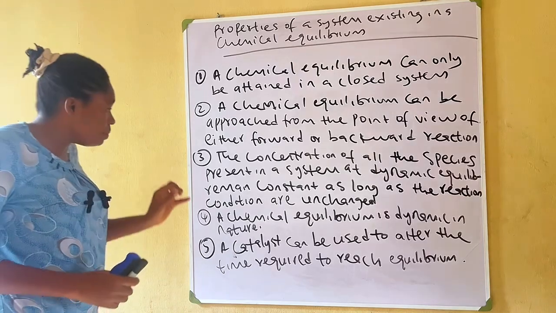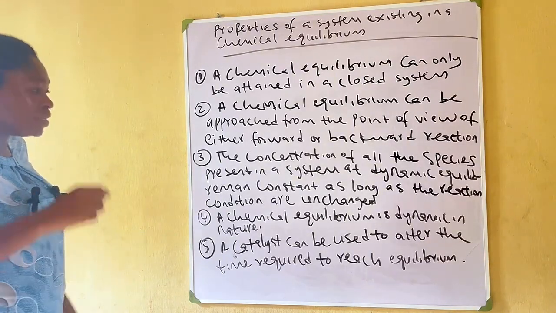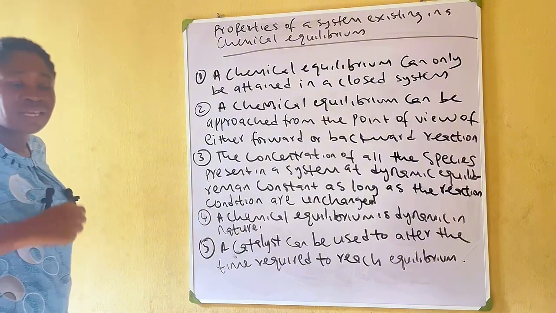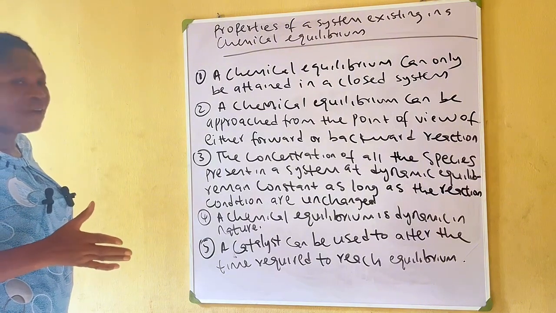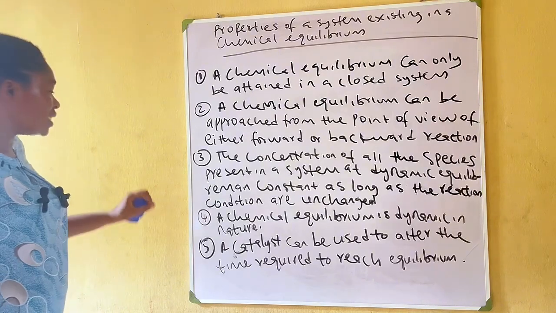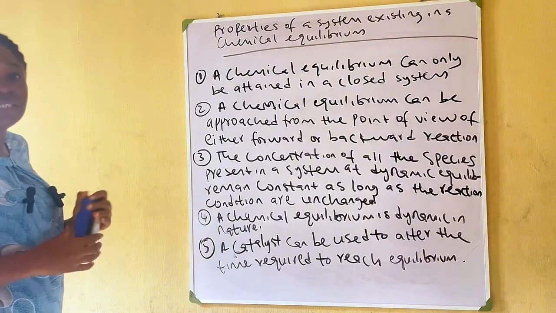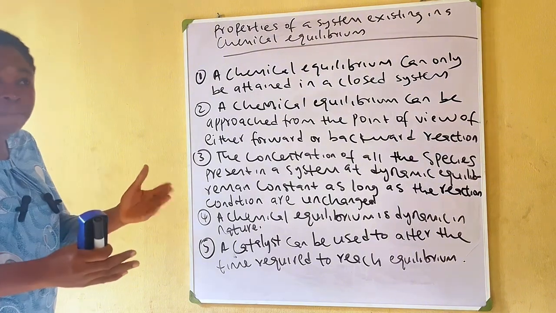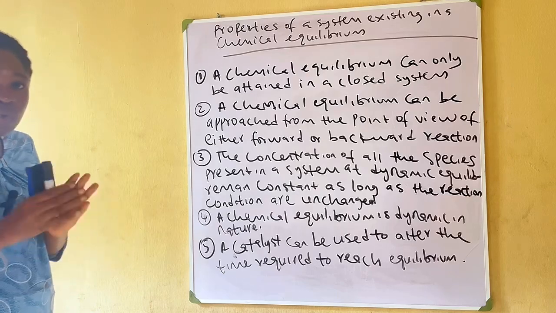A catalyst can be used to alter the time required to reach equilibrium. It does not affect the equilibrium position. It's just the time. So when you add the catalyst, it will increase the forward and backward reactions to the same extent. So it does not affect the equilibrium position.